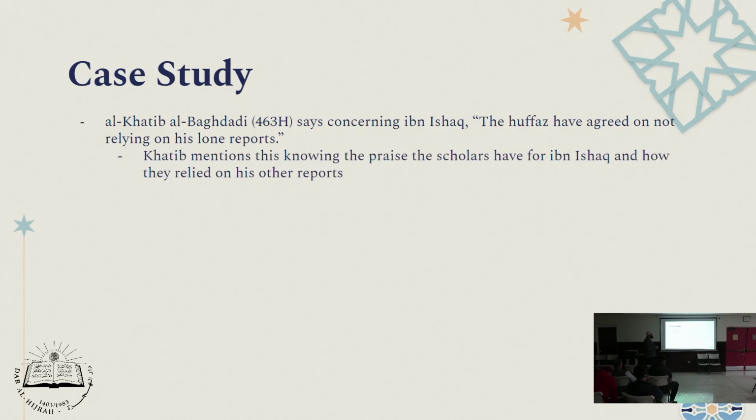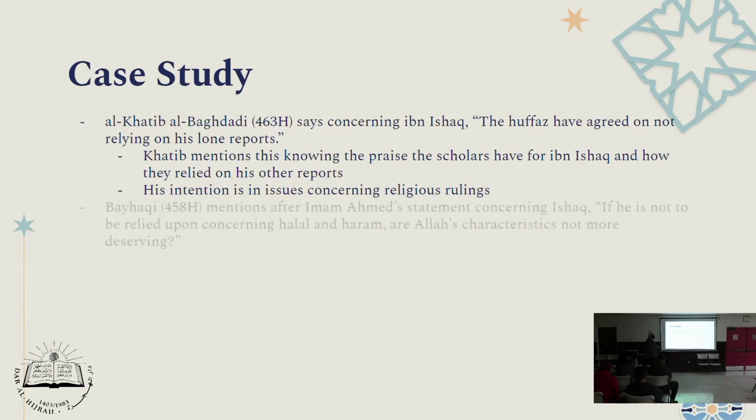Khatib mentions this, knowing the praise that the scholars have for Ibn Ishaq and how they relied on his other reports. Ibn Ishaq is somebody who is praised throughout the books of Tariq, and amongst other scholars. But Khatib had no problem challenging that praise by mentioning that his lone reports were to be rejected, because he knew what that praise actually entailed. And then he mentioned that, especially concerning religious rulings.